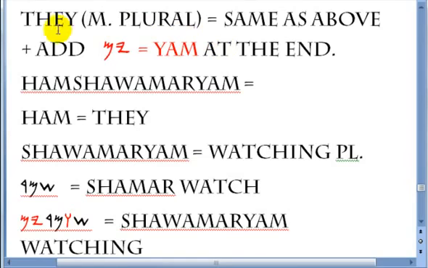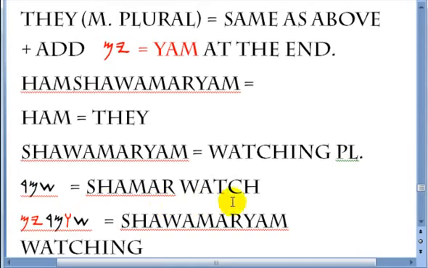All right, the next one is they, male plural. It's the same as above, meaning you add the wa between the first and the second letter, and you add a yum at the end. See, so it's pretty much repetitious. It's just a matter of putting the right words in the right place. All right. So they, male plural, is hem shawamaryam. Hem is they. Shawamaryam is watching, plural, masculine.